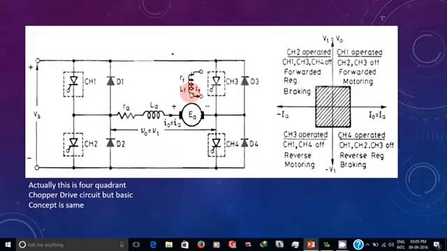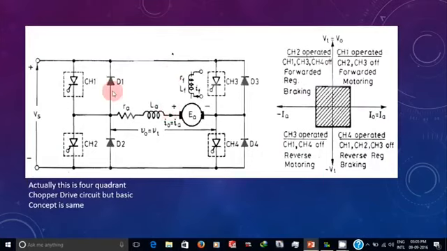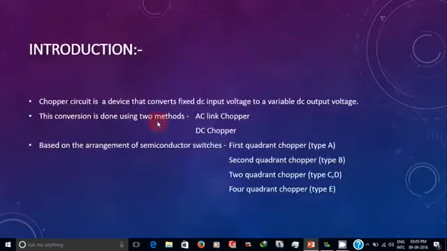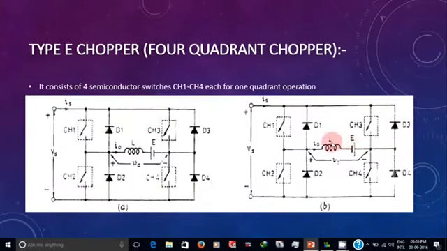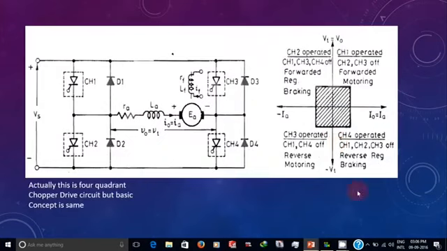Now consider this chopper drive circuit, which is an application of the four quadrant chopper. In the four quadrant chopper circuit, there will be L and E. Consider this L and E as a motor. The motor will have resistance and inductance, and when the supply is given, an armature and back EMF will be produced. That's the E. Now consider this circuit.